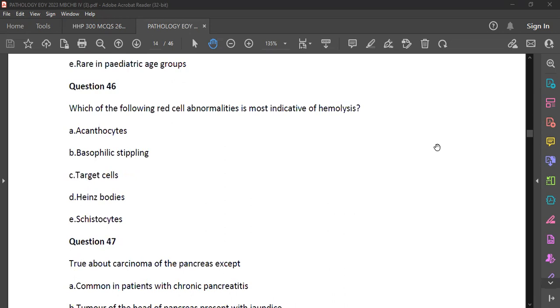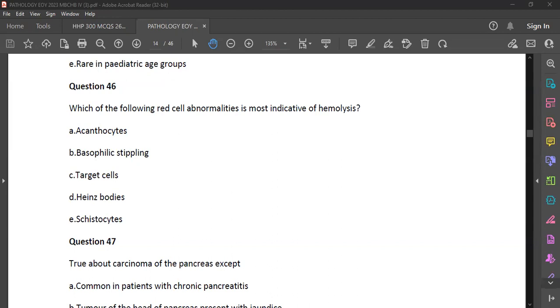All right. This is also a question I talked about indirectly, but not the same question. Which of the following red cell abnormalities is most indicative of hemolysis? So among the choices, which is the most indicative that there is a hemolytic anemia taking place? So you should know, for example, acanthocytes, at what conditions acanthocytes are seen, things like liver disease or abetalipoproteinemia, alcoholic liver diseases and something like that. Basophilic stippling, the heavy metal poisoning such as lead poisoning. You can think about thalassemia is also taking place.